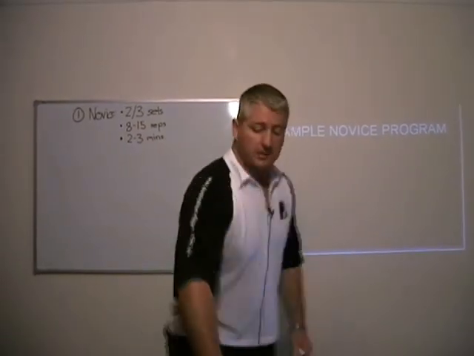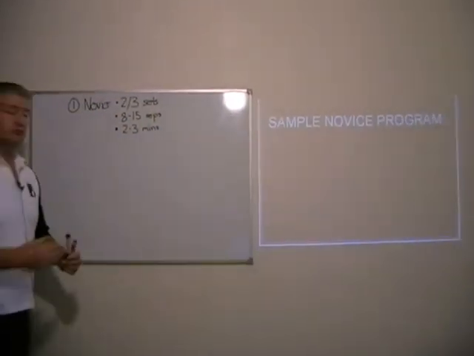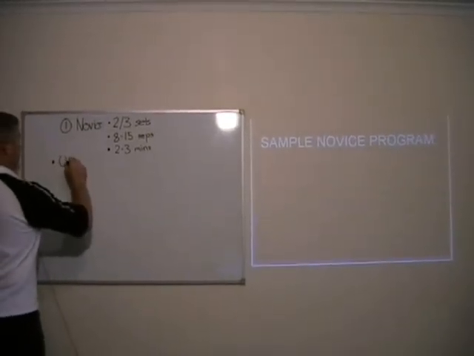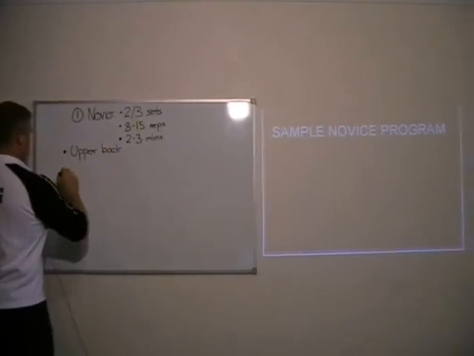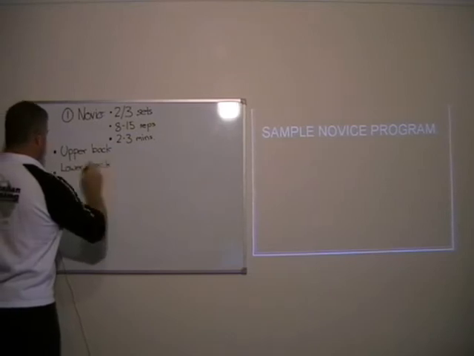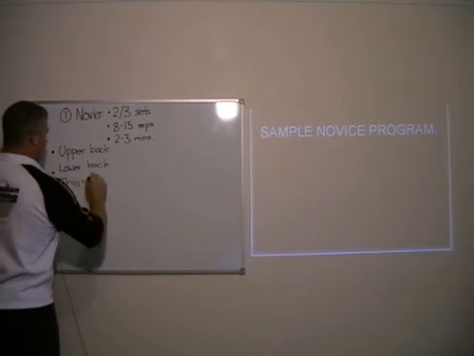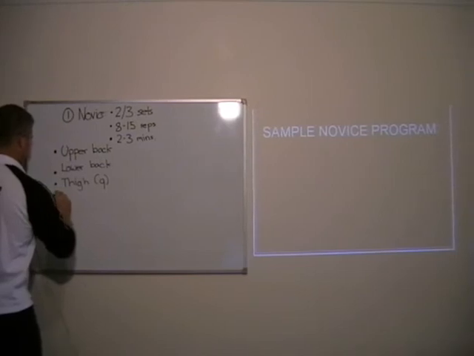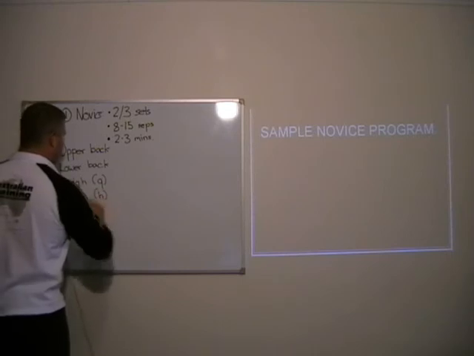Okay, so let's look at some exercises for a novice. Let's look at muscle groups, might be the best way to do this. We'll start with upper back, lower back, thigh. We'll put the thigh as a cue for quadriceps, which is the front of the thigh. Thigh hamstrings, or back of the thigh.